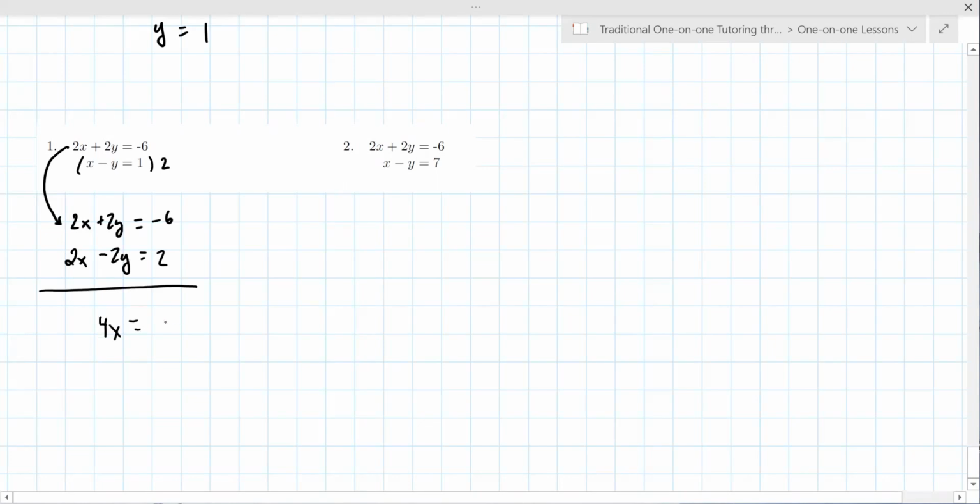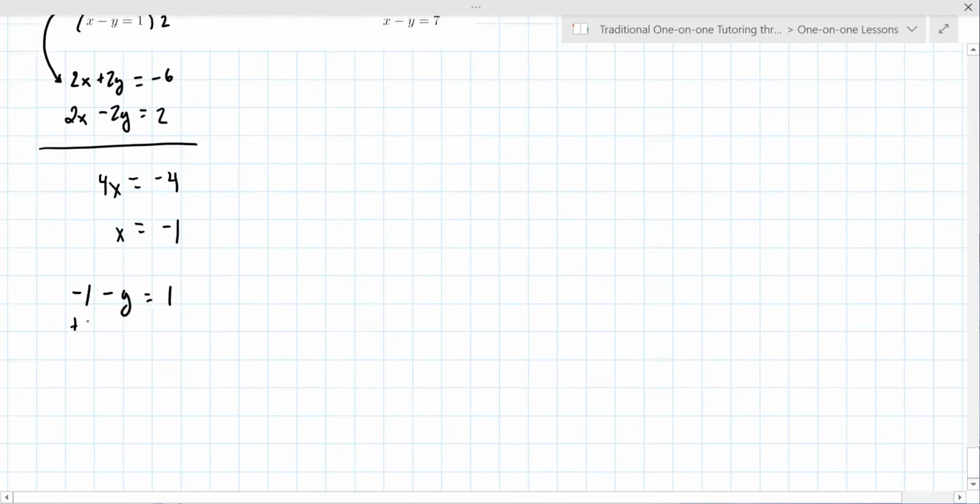4x equals -4. The y's cancel. X equals -1. So we can use either equation. I'm going to go back to the second equation, I guess. -1 minus y equals 1. Add 1 to both sides. Y is negative. So y equals -2.